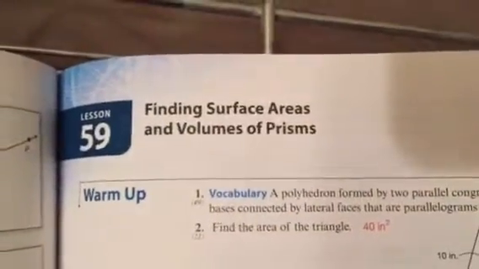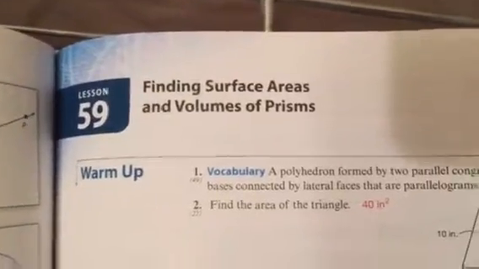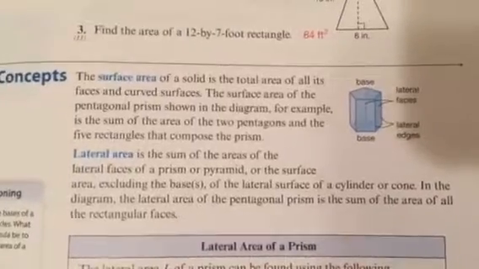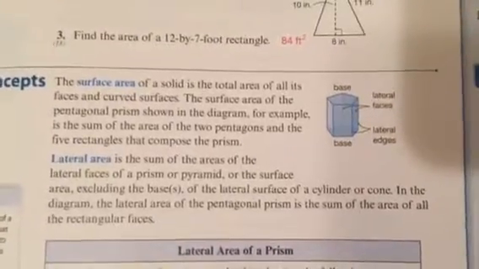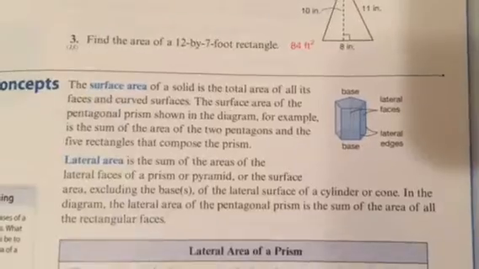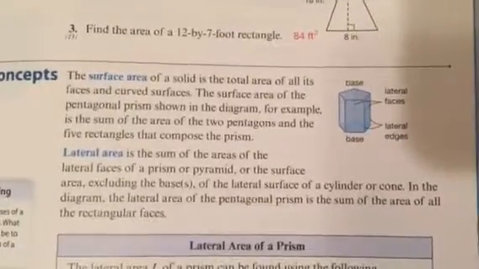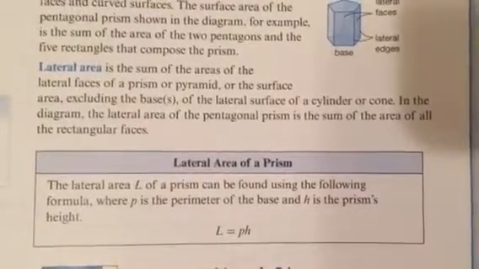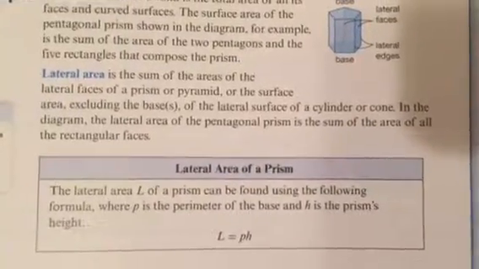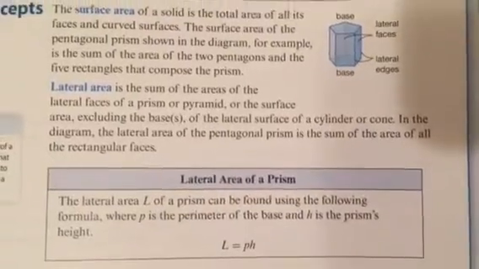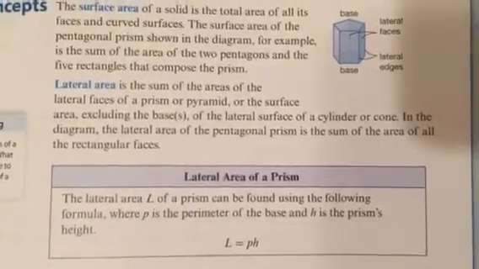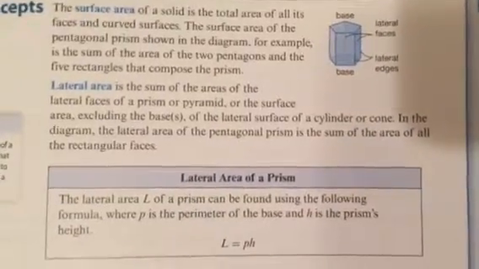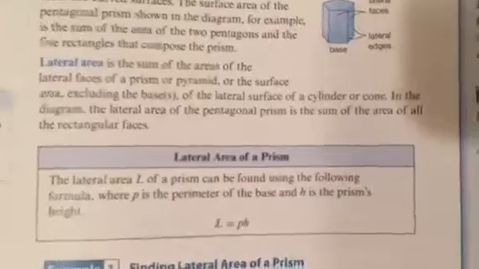Lesson 59 is finding surface areas and volumes of prisms. It says new concepts is surface area. As long as we understand lateral faces, bases, recognize the lateral edges, and that the lateral area of a prism is the perimeter of the base times the height of the prism, then I feel that this would be a lesson that is adding rectangles, and you're quite good at that.